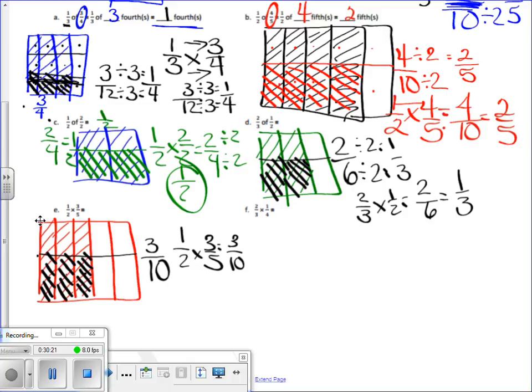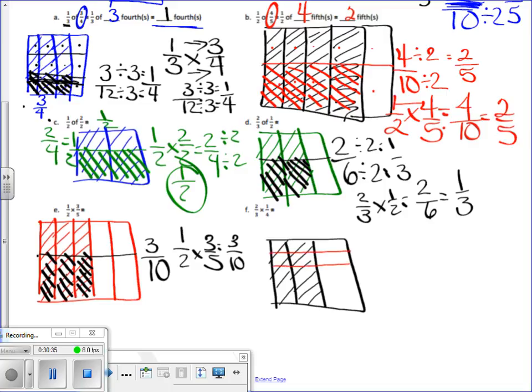2/3 times 1/4. 1, 2, 3. Shade in 2. So 4. 1, 2, 3, 4. I'm going to shade in 1. So I've got 2 out of 1, 2, 3, 4, 5, 6, 7, 8, 9, 10, 11, 12. You can simplify it. 10, 5, 2.